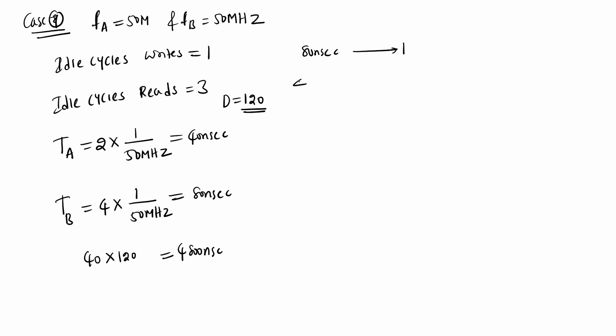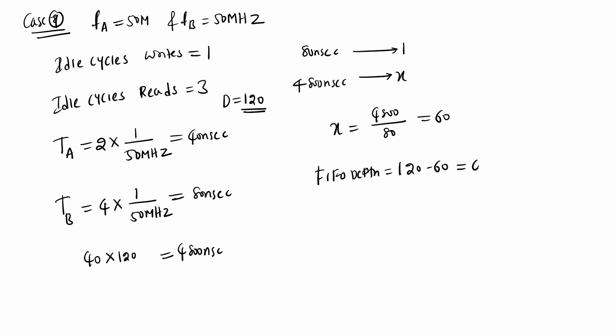For reading in 4800 nanoseconds, how many items? X equal to 4800 by 80, which is 60. So what is the FIFO depth? FIFO depth equal to 120 minus 60, which is equal to 60. Okay. Is it fine? Yes, fine, sir.